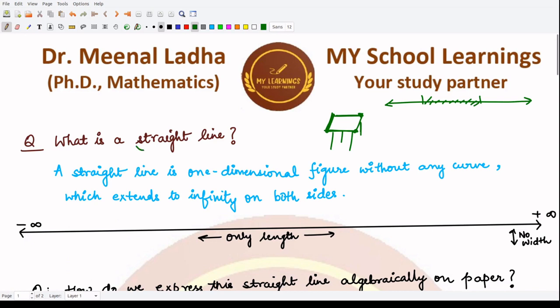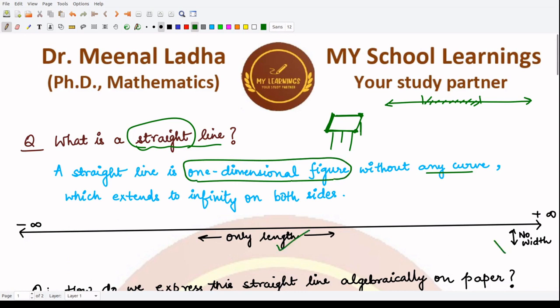Now what is a straight line? It is a one-dimensional figure without any curve, that is why the name straight, and it extends to infinity on both sides. So we can continue increasing it in the positive infinity direction and the minus infinity direction. We only have one dimension here, only length and no width. That is why it is known as one-dimensional, and without any curve it is straight in nature.